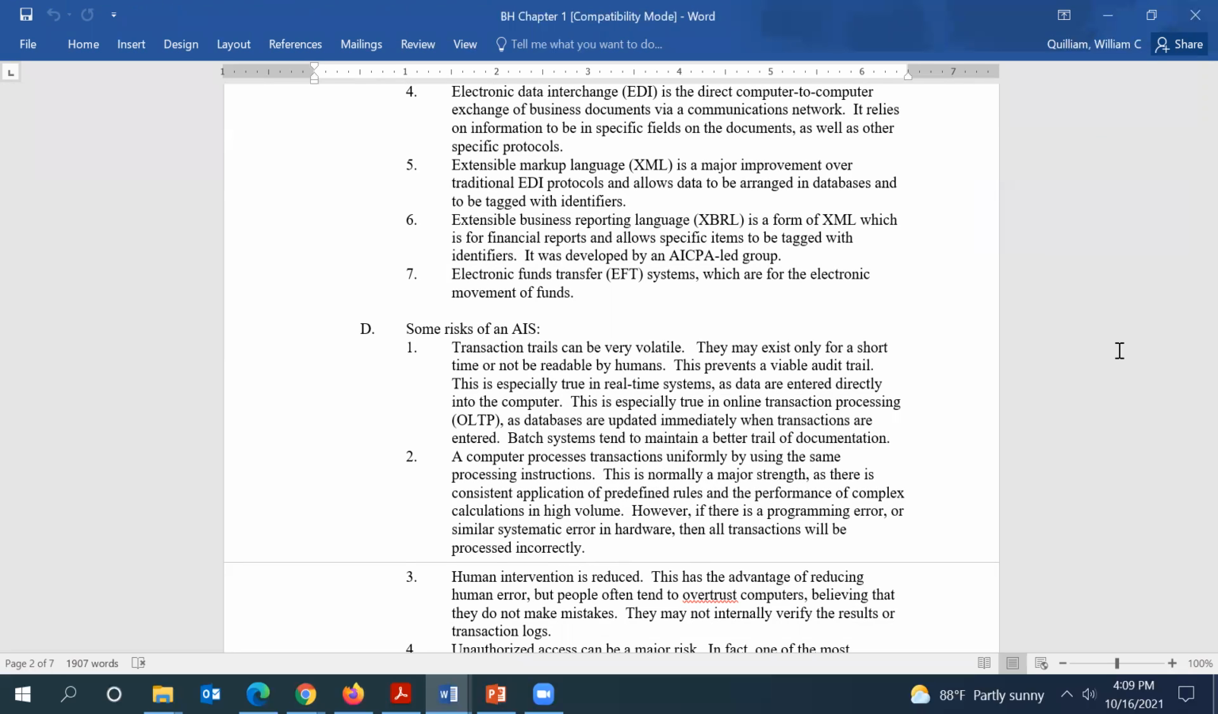And then number 5, extensible markup language, XML. It's a major improvement over traditional EDI protocols that allows data to be arranged in databases and to be tagged with identifiers. And then an advance over that is number 6, extensible business reporting language. It's formed from XML, which is for financial reports, and allows specific items to be tagged with identifiers. It was developed by an AICPA-led group.